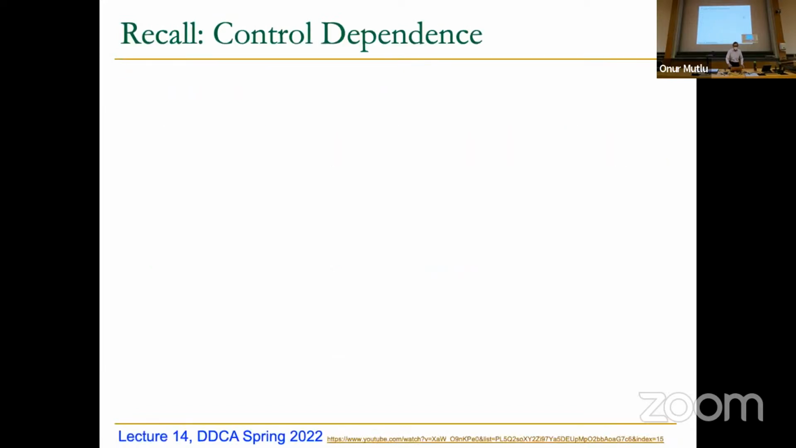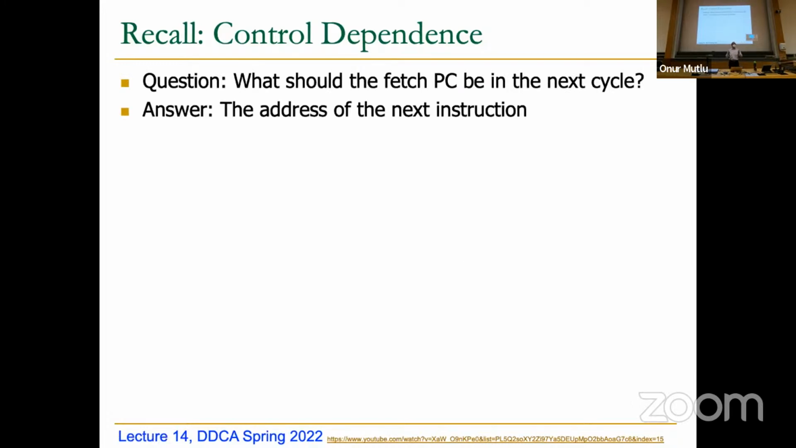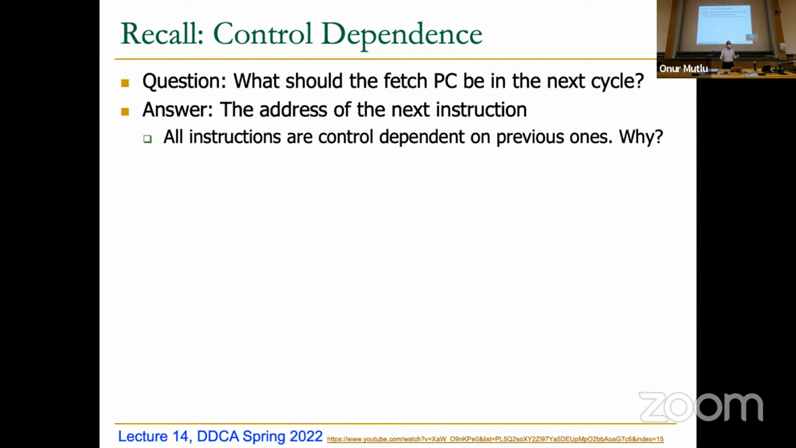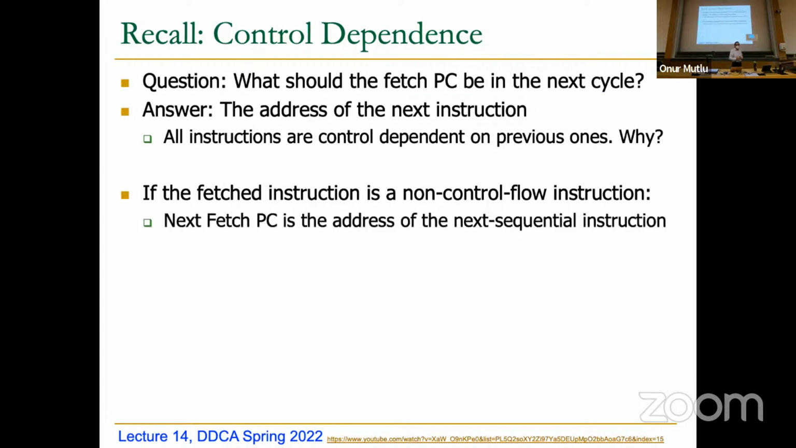Recall the slides we covered, so I'll go through them relatively quickly. We're going to talk about control dependence. What should the fetch PC be in the next cycle? The answer is clearly the address of the next instruction, but what is that address? All instructions are control dependent on previous ones because all instructions change the PC. Some of them just increment the PC by the instruction size. Some of them change the PC completely, right? If the fetched instruction is a non-control flow instruction, the next fetch PC is the address of the next sequential instruction.